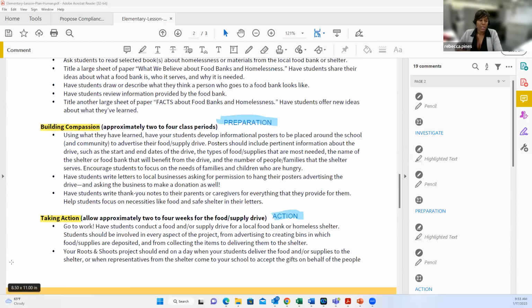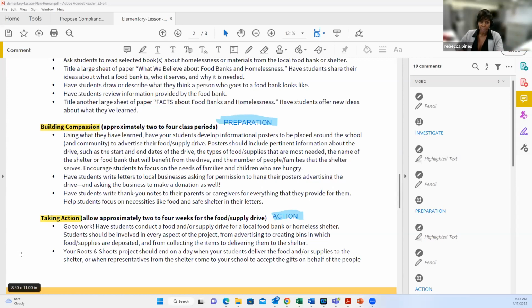So in this section, for this particular lesson, and notice that in this lesson plan that they gave to you, it says you can use 2 to 4 class periods to go over this particular lesson or this service project. So for preparing the students, you can use what they have learned and have the students develop an informational poster to be placed around the school and the community to advertise their food or supply drives. So that prepares the students for what they are going to do.